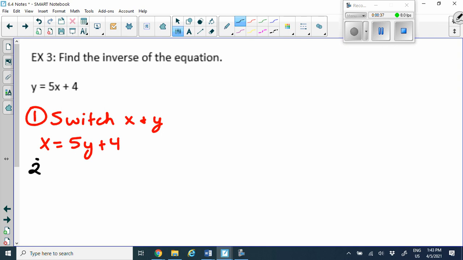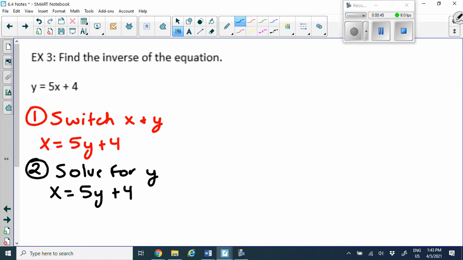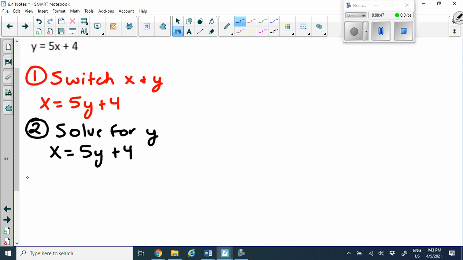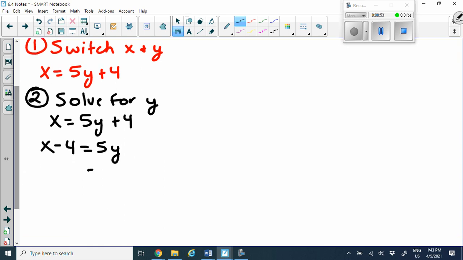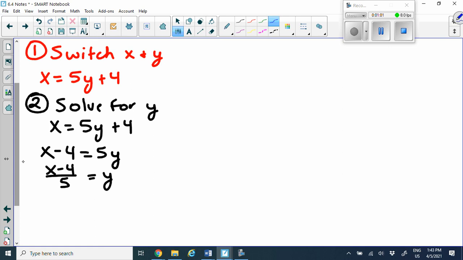Okay, now our second step is to solve for y. So my first step is to subtract 4 from both sides. So I get x minus 4 equals 5y. And then my last step is to divide both sides by 5. So I get y equals x minus 4 divided by 5. The last step that we have is going to be writing in inverse notation.